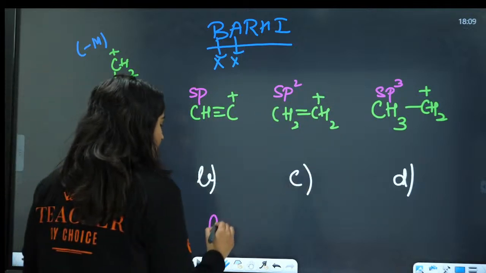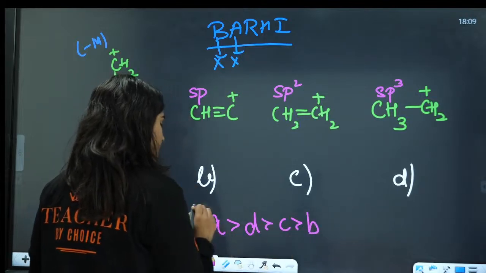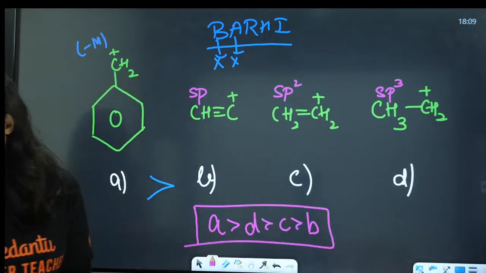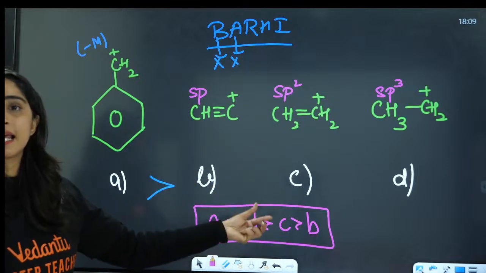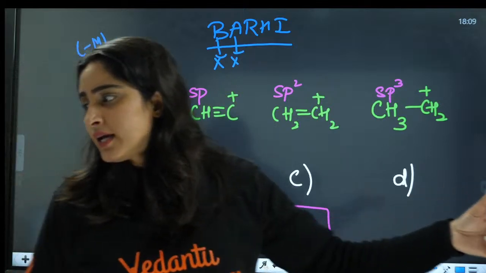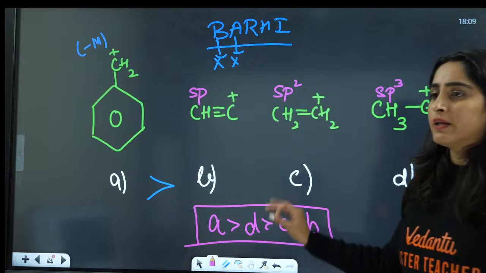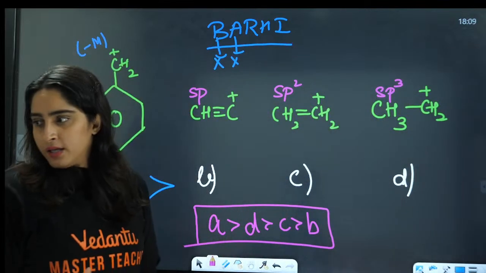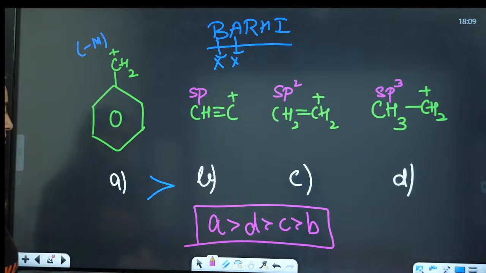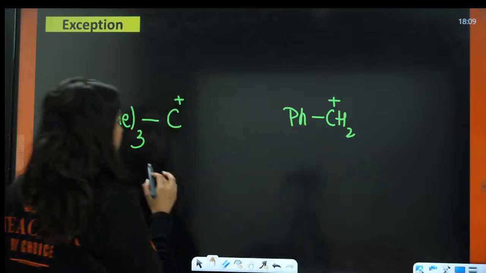So the order will be A is more stable, then D, then C, then B. This is the correct order. Very nice. Everyone, are you able to understand? The order will be A, then D, then C, then B. Okay? Next is this question.